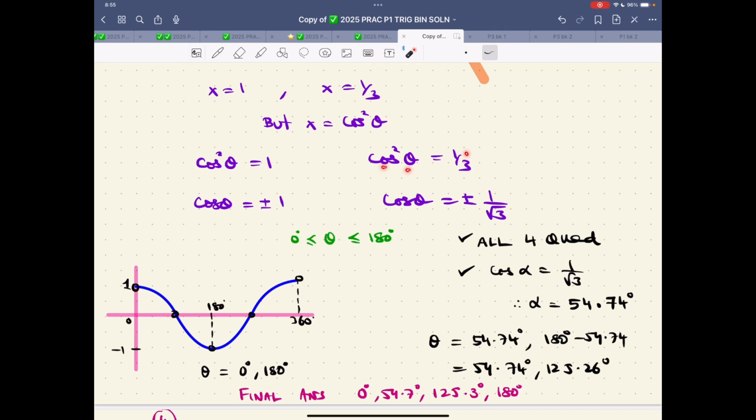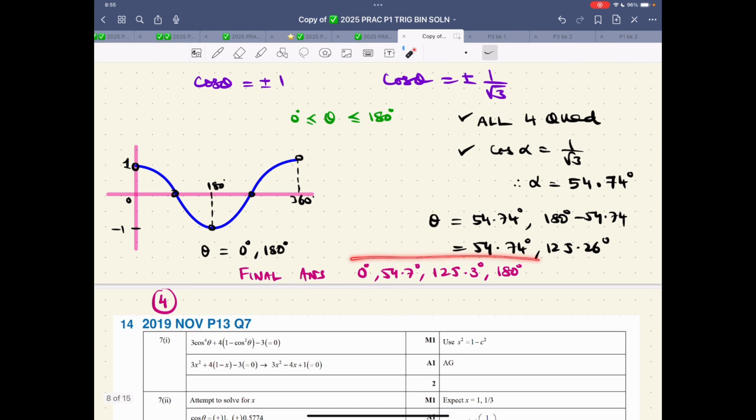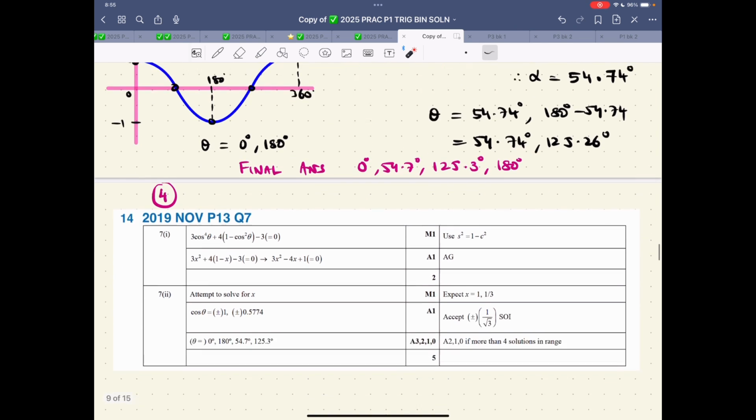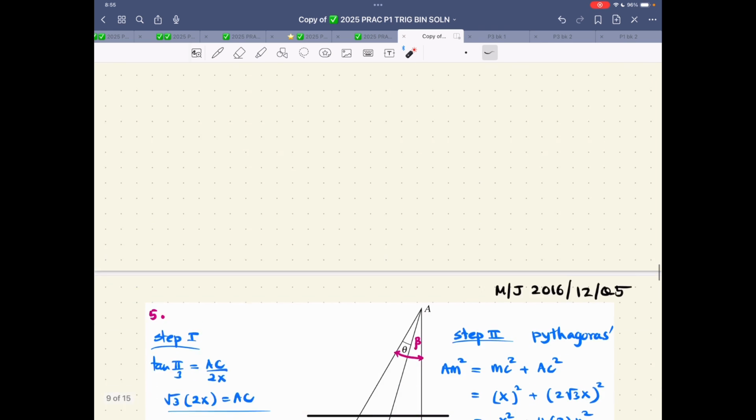Cos square theta is 1 over 3, cos theta is 1 over root 3, all four quadrants. Cos alpha is 1 over root 3, basic angle, work in 2 dp. Final answer 1 dp. First quadrant and second quadrant, because only two quadrants are applicable for us. Write the answer in the ascending form, in ascending order.